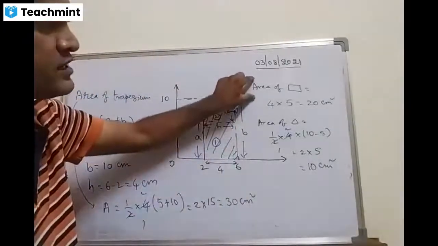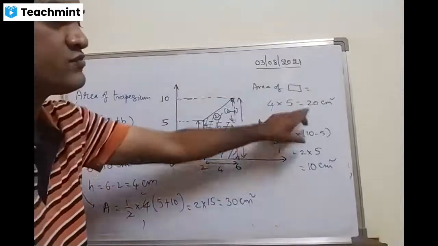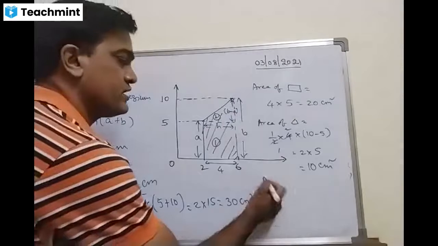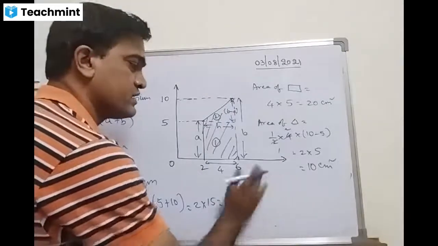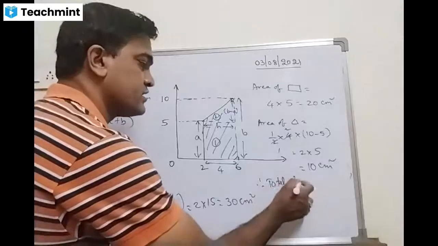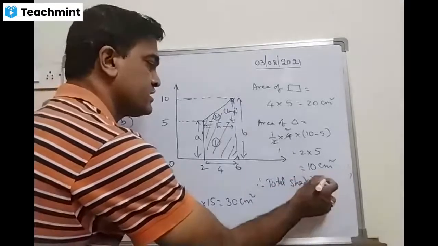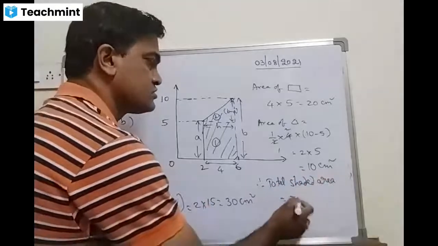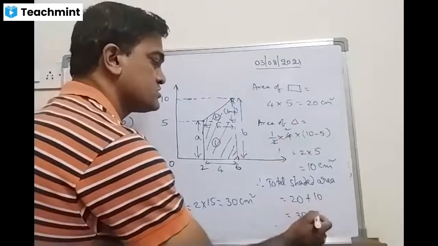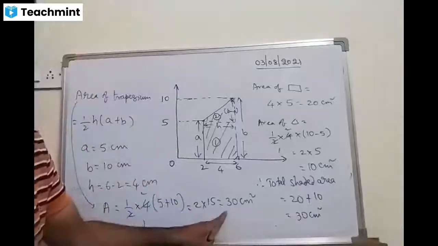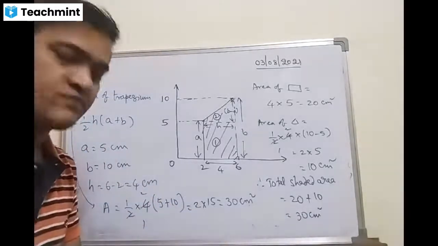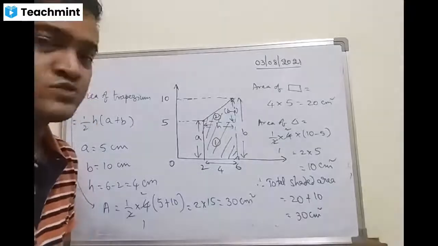But I want the total area. The total area is nothing but the area of the rectangle plus the area of the triangle. 20 plus 10 comes out to be 30. So the total shaded area is 30 centimeters square, which is the same as the result I obtained from the area of the trapezium. Very important.